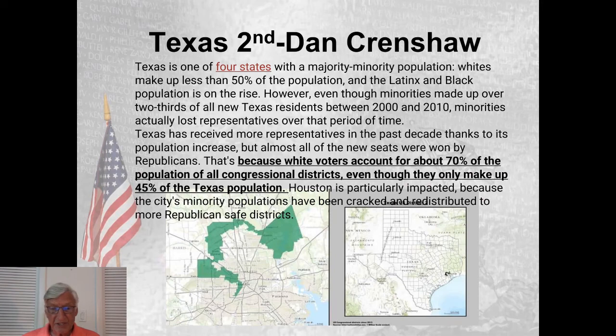Texas has received more representatives in the past decade, thanks to its population increase, and we're going to get 2 more, by the way, as of this last reapportionment, but almost all of the new seats were won by the Republicans. That's because the white voters account for about 70% of the population of all congressional districts, even though they only make up 45% of Texas's population. Houston is particularly impacted because the city's minority population is cracked and redistributed to more Republican safe districts.